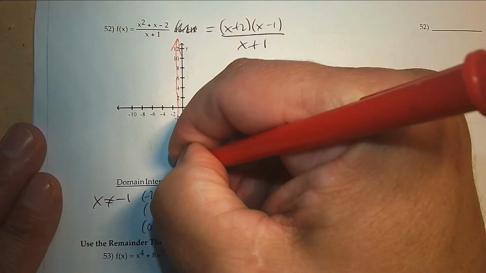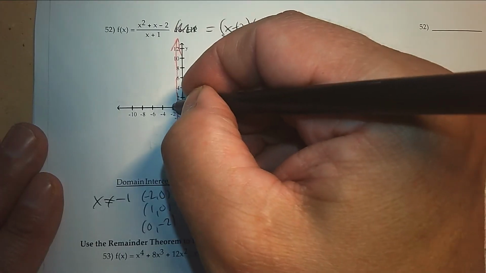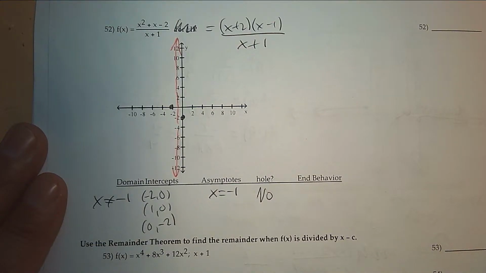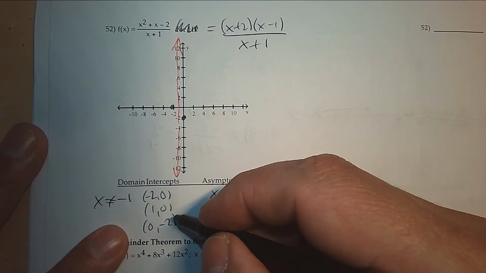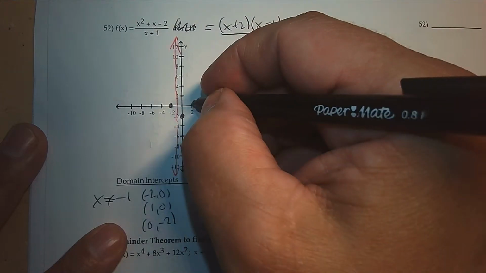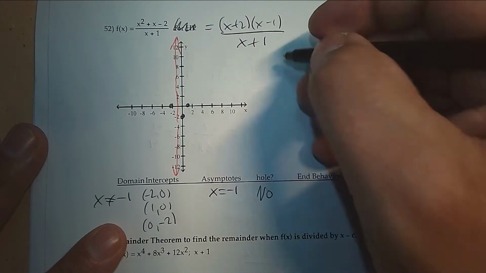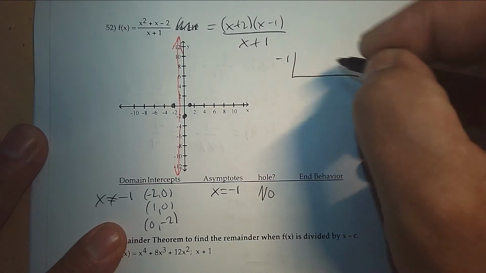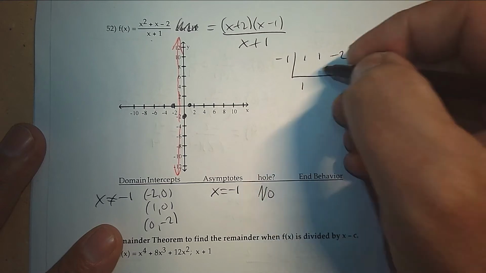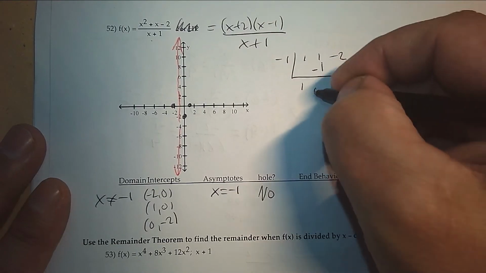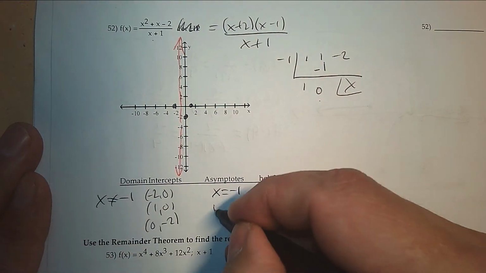Alright, to find the oblique, we're going to use synthetic division. So negative 1, the 0 of the denominator, then 1x squared, 1x, and negative 2. Drop down the 1 and then multiply. That's all I need. I don't need the remainder. So it's y equals x.